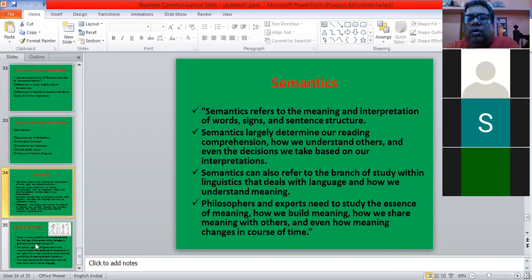Okay, so if we don't use simple words, okay, if we avoid using jargons, then we can take control of this. But if we don't use simple words, we rely on complex words, then semantics will happen. People will take different meanings. Okay.